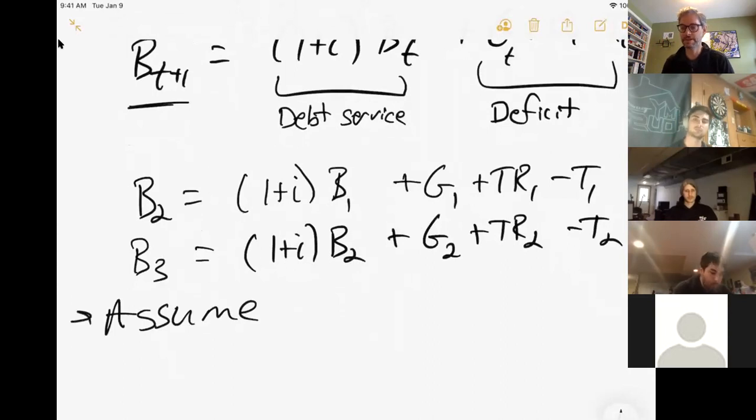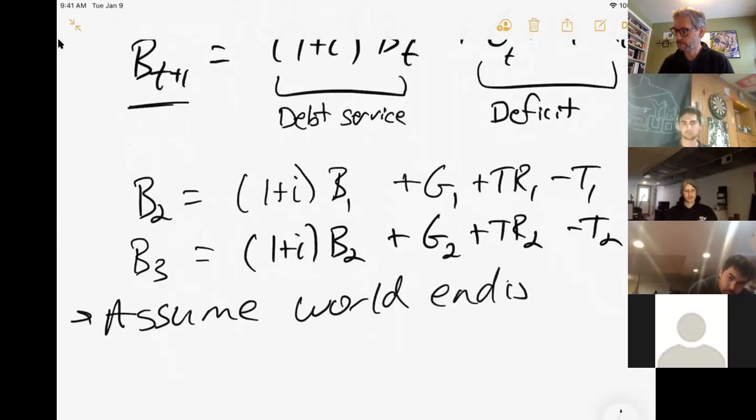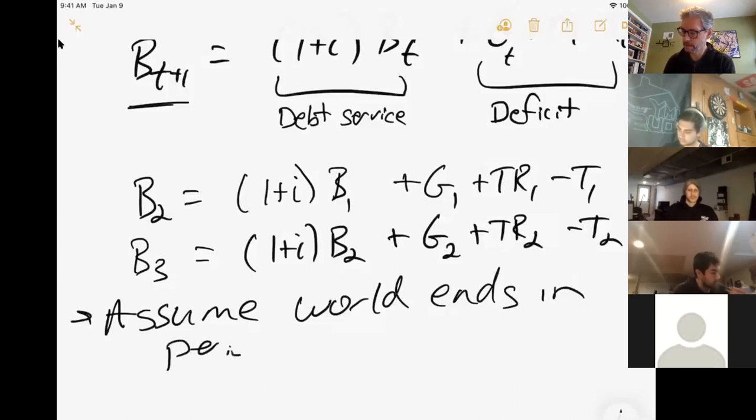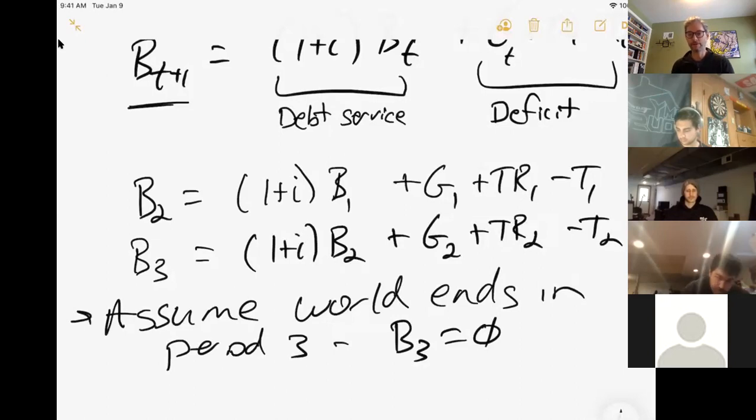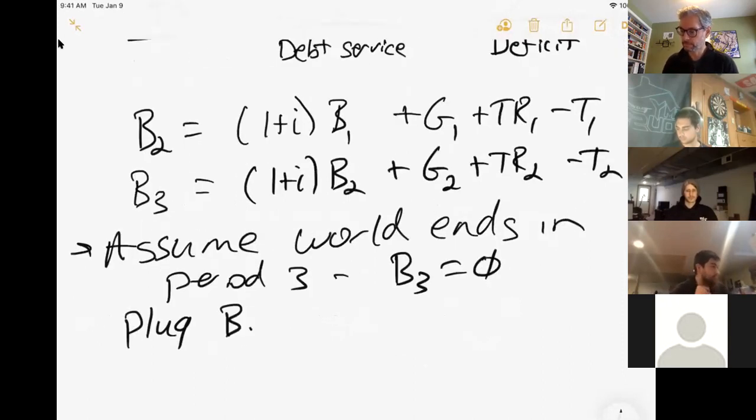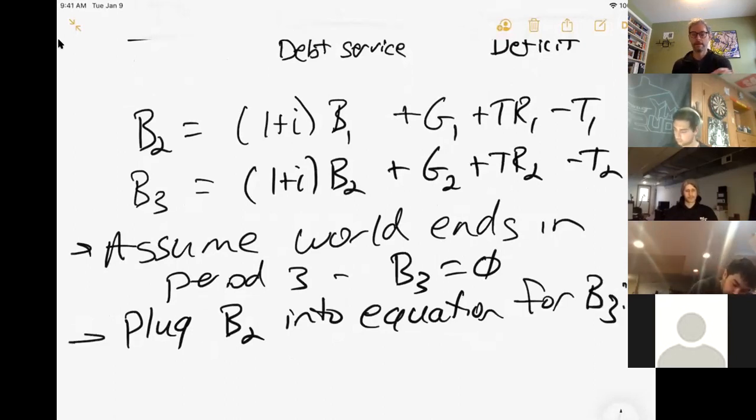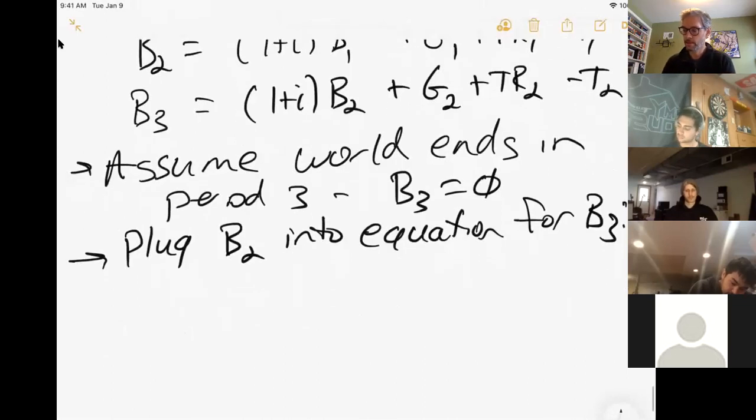So just to keep things simple, this is going to sound like a very weird assumption. Let's assume that the world ends in period three. In other words, let's just assume we have a two-period model here where B3 has to equal zero, because the world is ending. So if you plug this equation for B2 into the equation for B3, remembering that B3 is equal to zero, then you can solve for this.